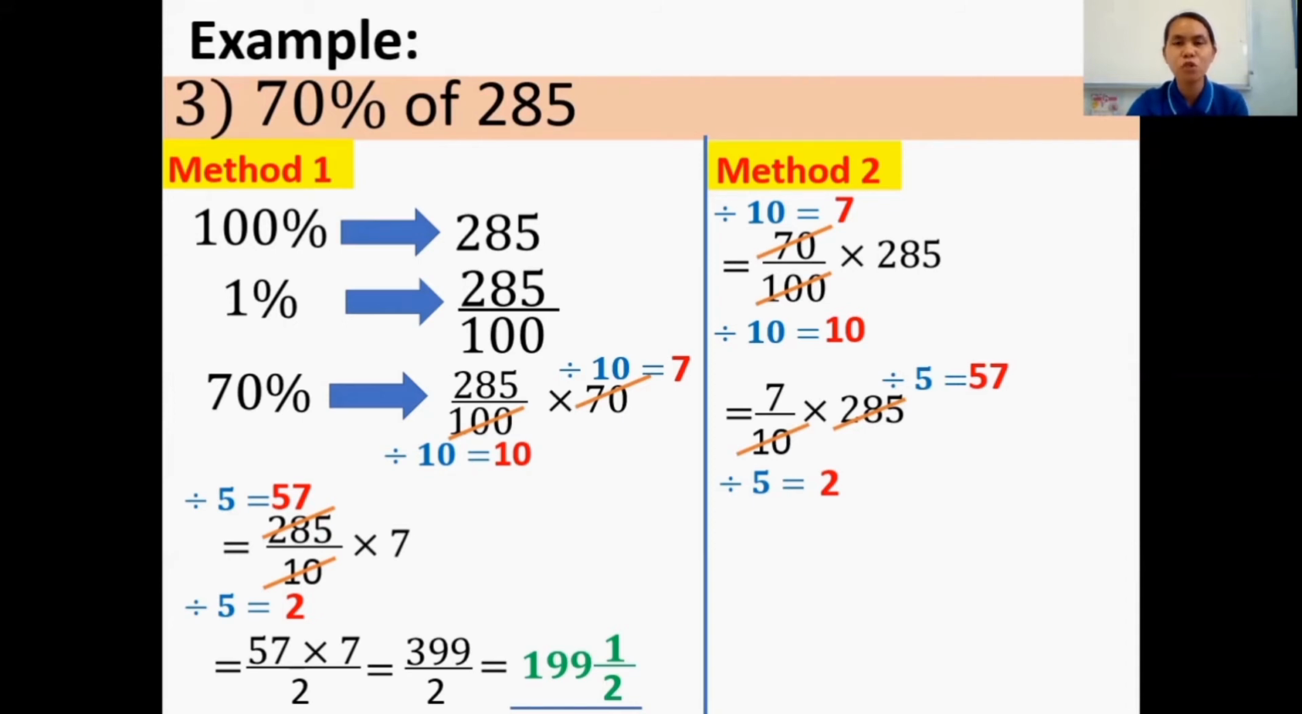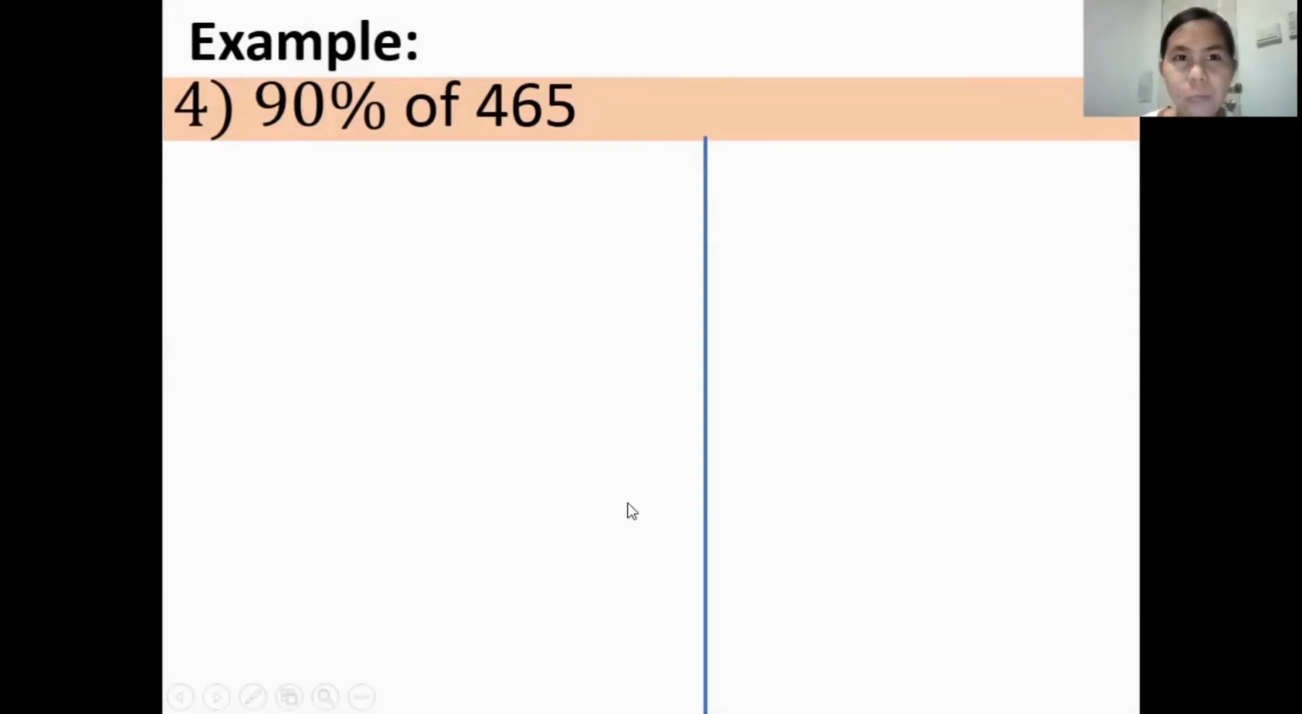So the remaining numbers are 7 times 57 over 2. Multiply the numbers in the numerator. We have 7 times 57 equals 399 over 2. Using long division, 399 divided by 2 is equal to 199 and 1 over 2. So here is example number 4.